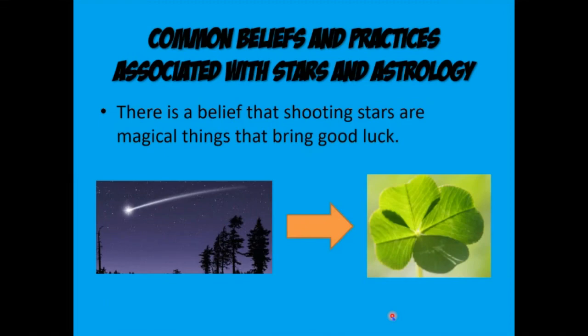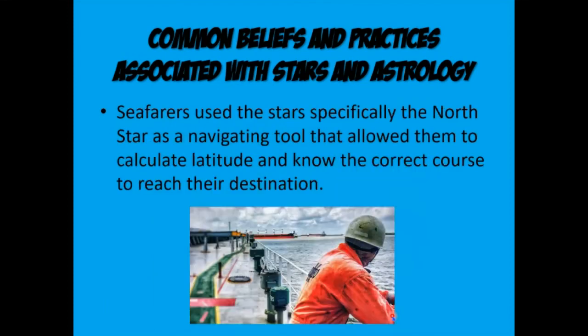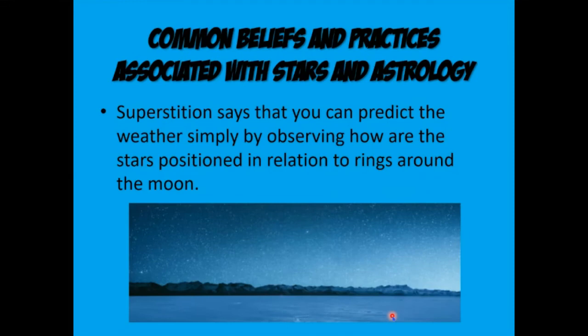And then next, in some parts of the world, stars are used to predict the weather. And then seafarers use the stars, specifically the North Star, as a navigating tool that allowed them to calculate latitude and know the correct course to reach their destination. Kumbaga, ito yung right path na kanilang patutunguhan. And then superstition says that you can predict the weather simply by observing how the stars are positioned in relation to rings around the moon.